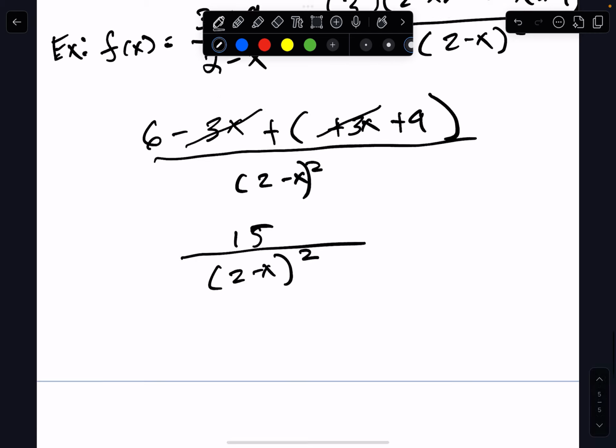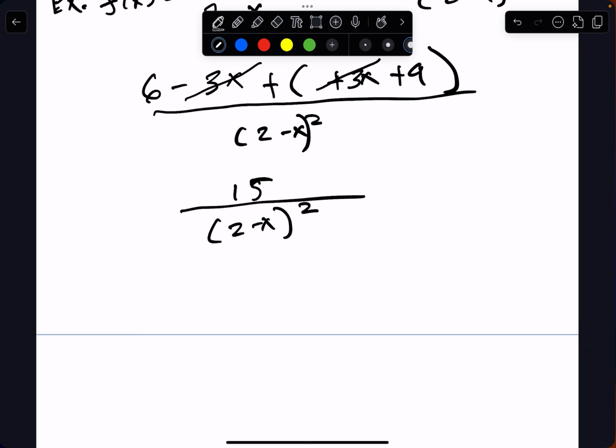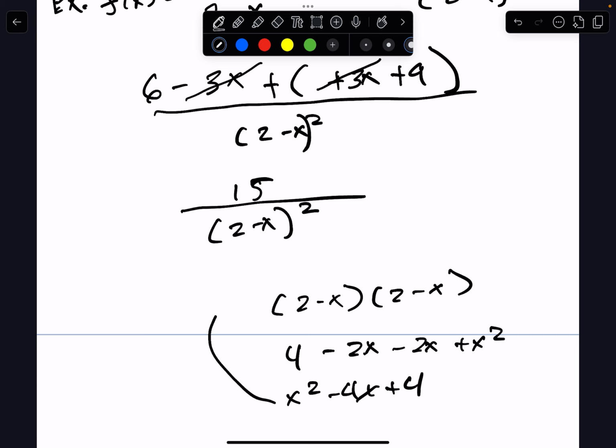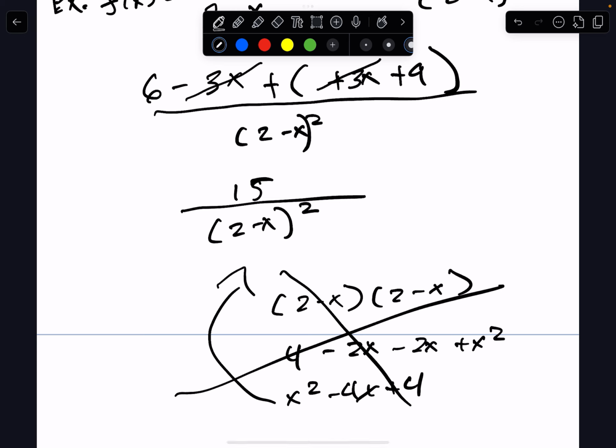Now, if you want to simplify this further, you can expand the denominator and you'll get 4 minus 2x minus 2x again, plus x squared, which ultimately simplifies to x squared minus 4x plus 4. So there's no point in simplifying it even further. This is the simplest way, but if your teacher or anybody wants you to write it fully out like that, then you can go ahead and do this, but this is the correct answer.